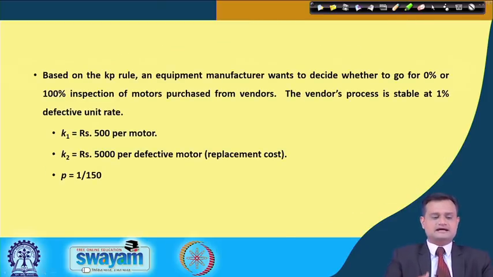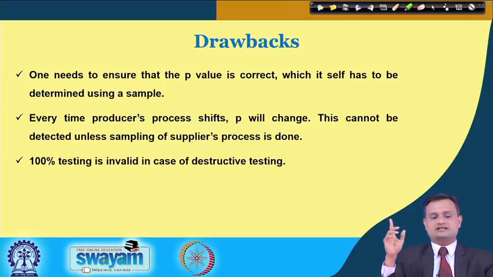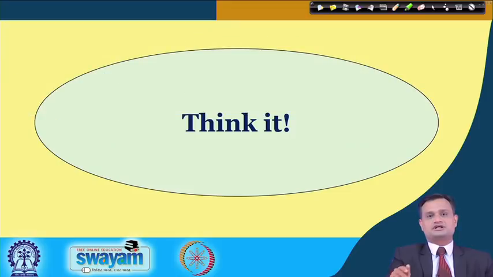So this is the example, then you can just take the ratio and use the rule to decide. There are a couple of drawbacks of the KP rule. One needs to ensure that the P value is correct, which itself has to be determined using a sample, and every time the producer's process shifts, P will change, and this cannot be detected unless sampling of the supplier's process is done. It's a very important point. 100% testing is invalid in case of destructive testing.